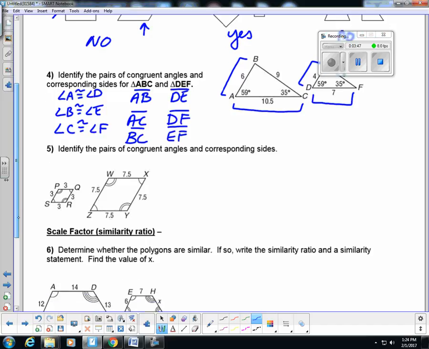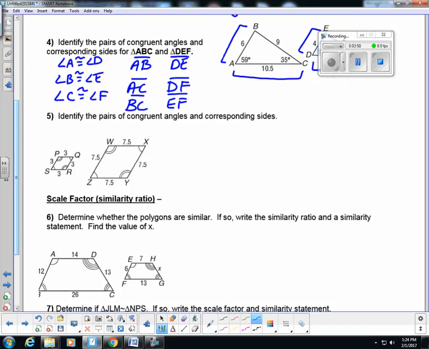Now number 5, identify the pairs of congruent angles and corresponding sides. Again, we don't have a triangle. Instead we have, it looks like a rhombus here. But follow the path of the angles. So angle S is congruent to angle Z. So I'm going to write it this way. S is congruent to angle Z. Then I'm going to write the names of the figures, S and Z. Then we have to go the same direction here. Because W and Y have the same values, it doesn't really matter which way you go. Because P and R and W and Y, you have kind of two choices. But let's go clockwise.